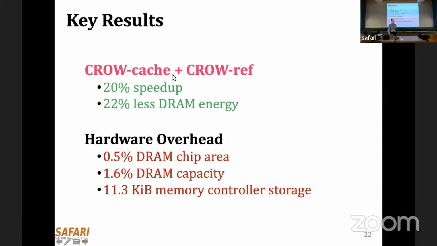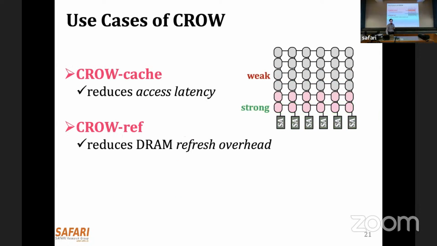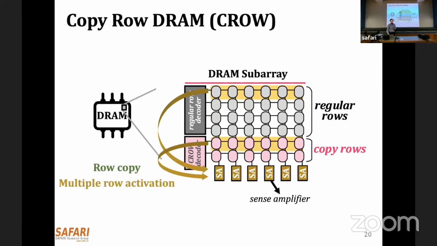So this is another idea that improves both performance as well as energy, as you can see. If you combine the caching mechanism with the refresh mechanism that we discussed, you improve performance as well as energy significantly. And the hardware overhead, clearly there's some hardware overhead, right? Because you're adding these copy rows. So where's the hardware overhead coming from?